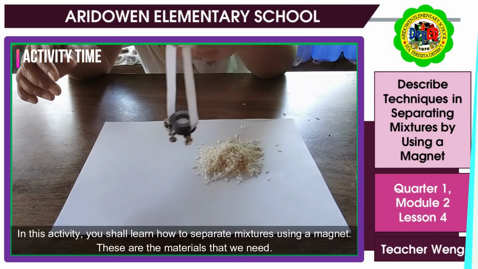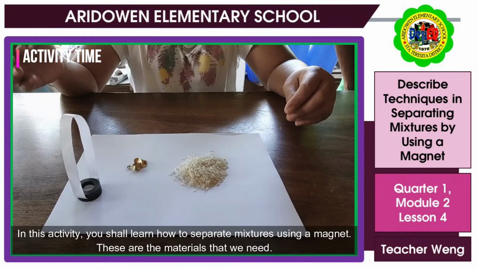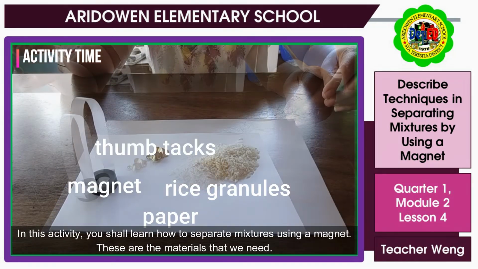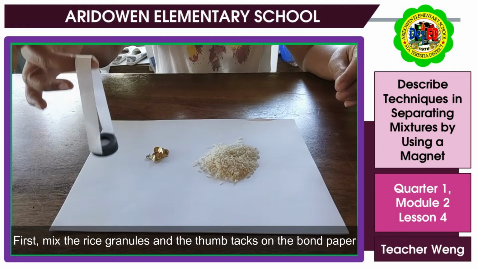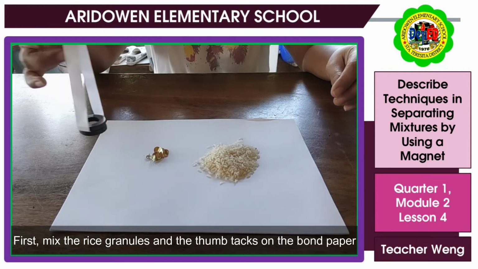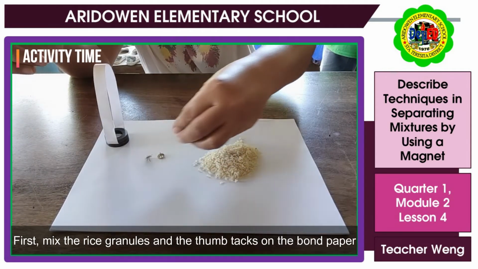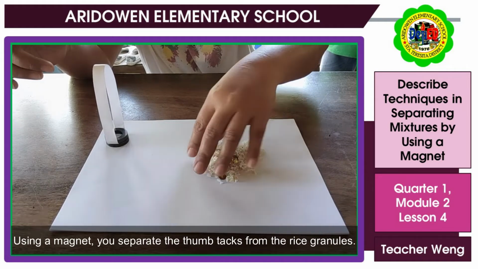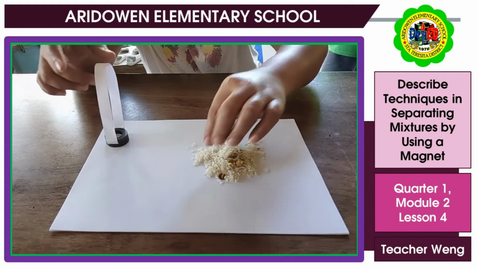In this activity, you shall learn how to separate mixtures using a magnet. These are the materials that we need: rice granules, thumbtacks, paper, and magnet. First, mix the rice granules and the thumbtacks in the bond paper. Using a magnet, separate the thumbtacks from the rice granules.